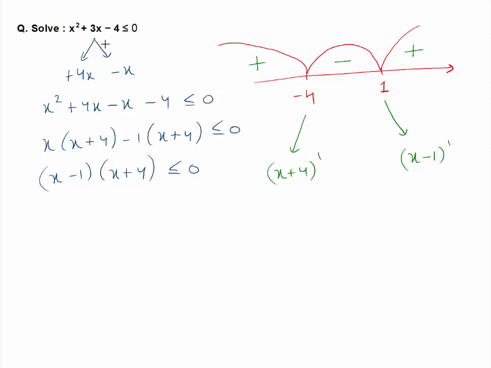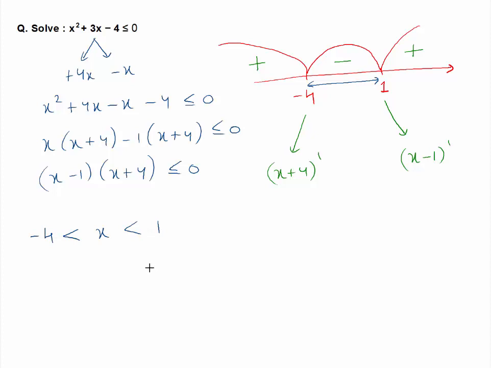Now what they have asked us is where it is less than or equal to 0, meaning negative or 0. So the answer would be this range from -4 to 1. Therefore the solution would be x is less than 1 and greater than -4.